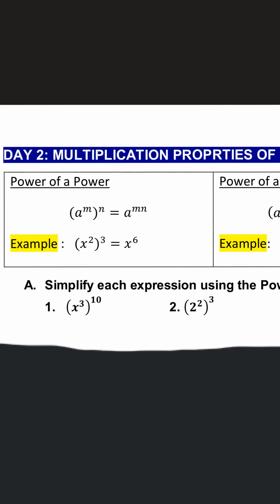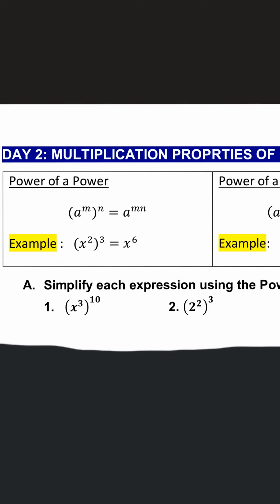So what that says is if you have anything to a power and then in parentheses and then raised to another power, then you're going to take those two exponents and you're going to multiply them together. So an example, x squared to the third power, you're going to take the 2 and the 3 and you're going to multiply them, and that's how you get 6.